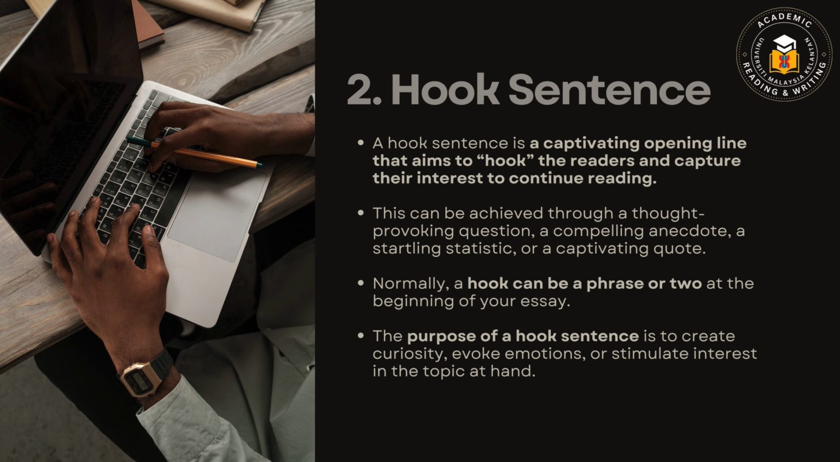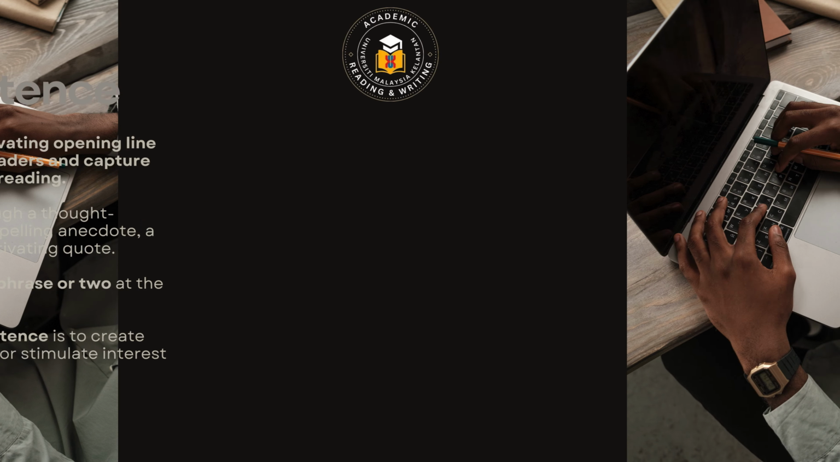You can do this in several ways: by asking a thought-provoking question, sharing an interesting anecdote, presenting a surprising statistic, or even using a powerful quotation. Usually, a hook is just one or two sentences at the very beginning of your essay. The key is that it sparks curiosity, emotion, or interest in your topic.